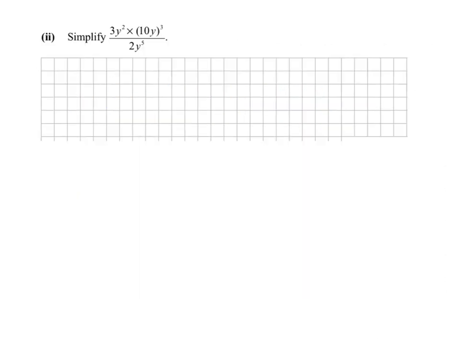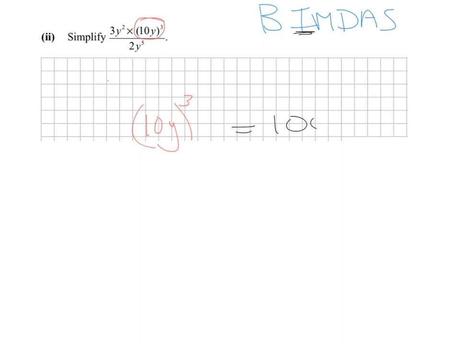The last one here is again simplifying. You go back to first year and you go back to BIMDAS. What bit do I do first? I do, of course, the bit in the brackets. Is there any work to be done inside the brackets? No. So the next thing is the indices. So the first part I'm going to look at here is this 10y all to be cubed. So you are cubing everything inside that, which means that becomes 1000 y cubed.